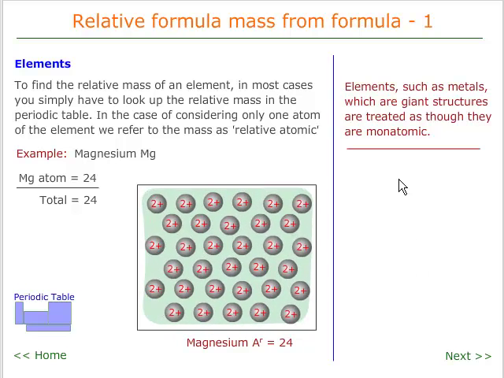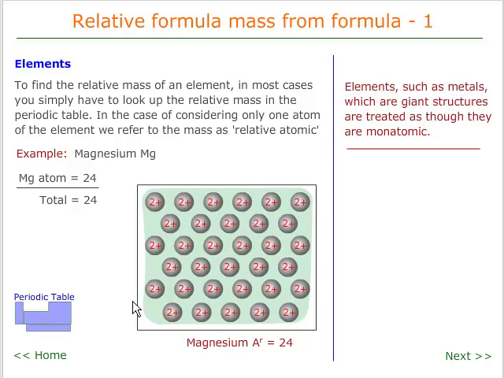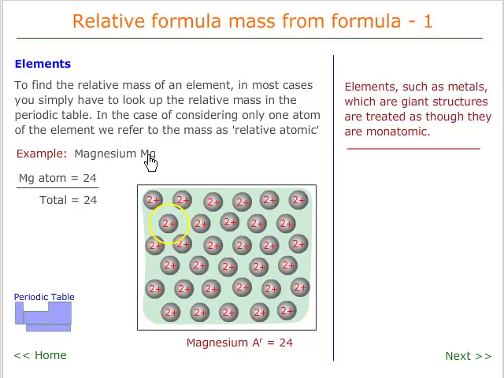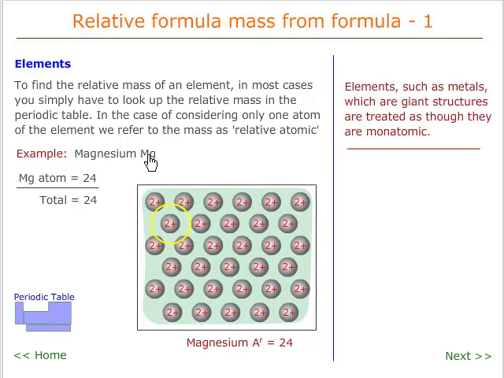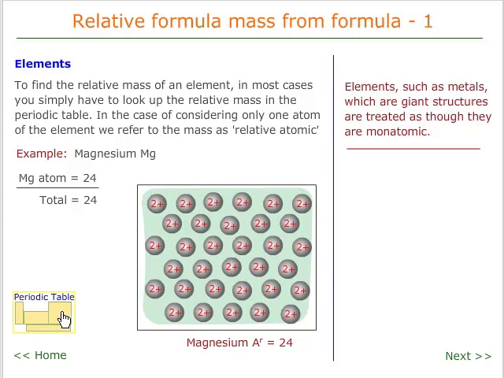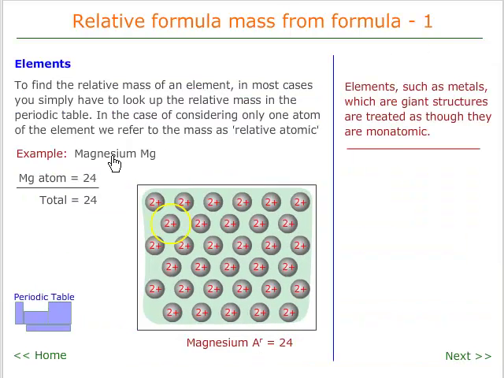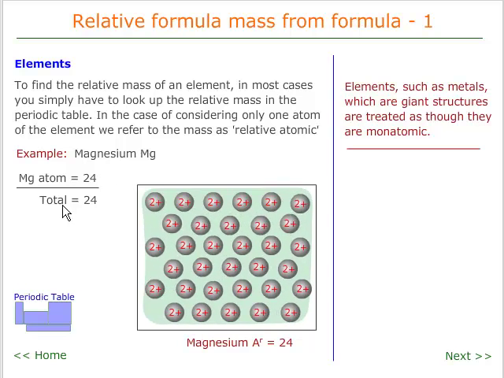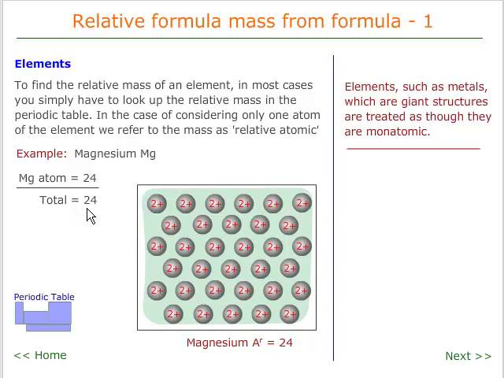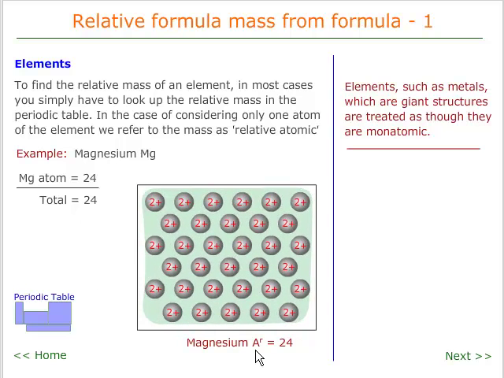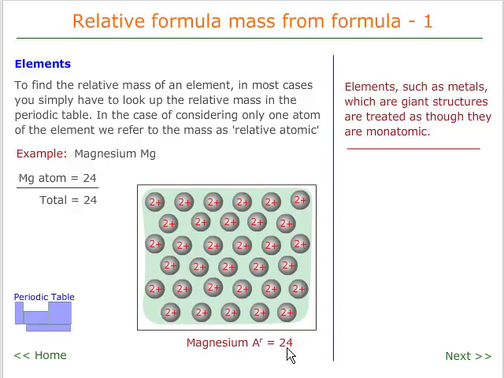For example, the metals, such as magnesium, even though they're giant structures, we treat them as though they're individual atoms. So magnesium, if we wish to know the relative mass, well, we simply look at the periodic table, find magnesium, and it has a relative mass of 24.31, or 24 for approximate purposes. So we can record the magnesium atom relative mass as being 24. Notice, as it's considered to be atomic, it's called the relative atomic mass.